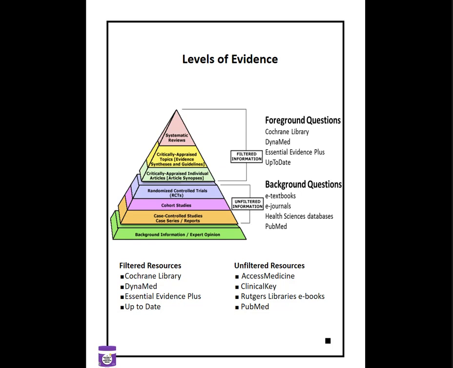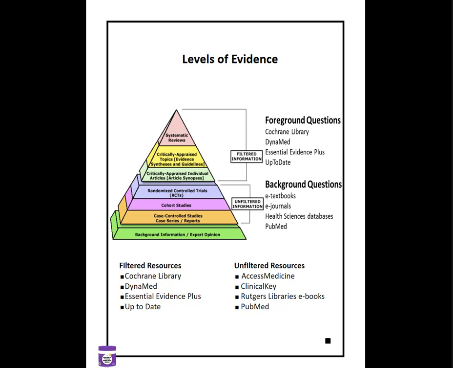Since foreground questions are based upon a specific patient or specific scenario, you want to identify the highest level of evidence to support your decision-making. The resources near the top of the pyramid are filtered or pre-appraised, integrating current evidence with actionable recommendations. Summary resources like systematic reviews may be found using tools like UpToDate, Cochrane Library, and Dynamed.